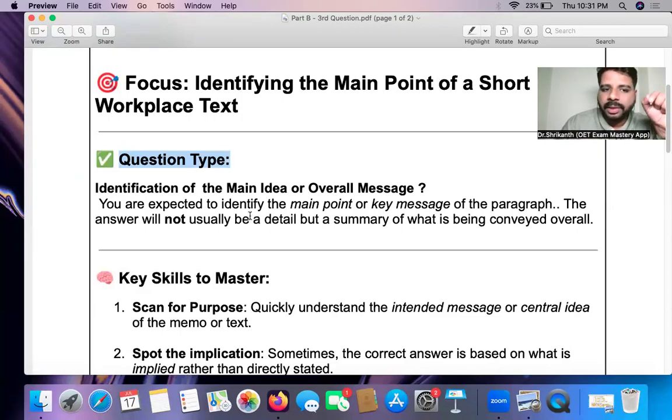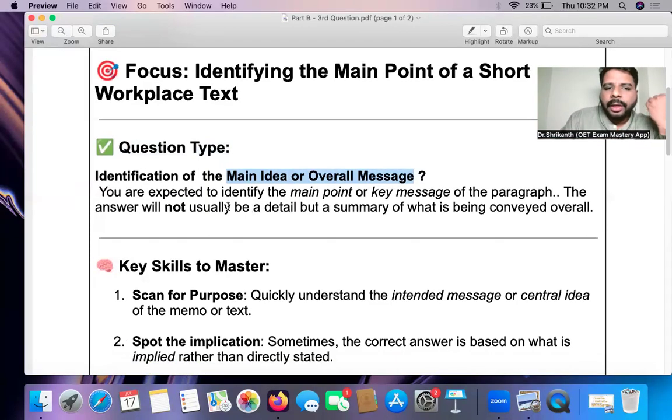The question type is this one: identification of the main idea or the overall message. That is, you have to read the report and find what is the suggestion. In order to find the suggestion, you have to basically understand the overall message. That is, you have to read the entire thing. Suggestion basically means you have to understand the intent of this particular message.